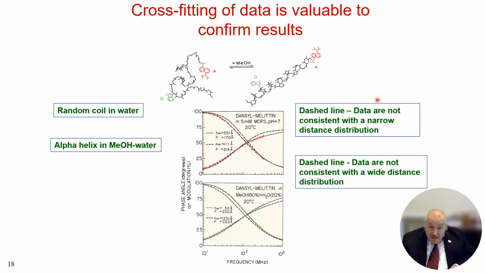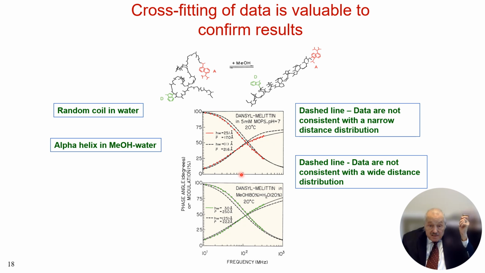Now, this, I believe, is an important factor in data analysis. I mentioned before looking at the values of chi-squared in order to determine whether a fit is reasonable or not. This is a different way of looking at it, which I would call a cross-fit. We know we have two possible distributions, a narrow distribution and a wide distribution. And what I like to do is to make sure that one can exclude the other by analyzing it with the other set of parameters.